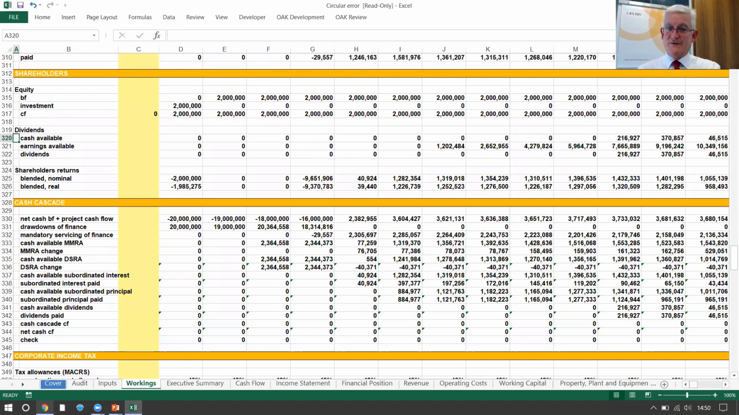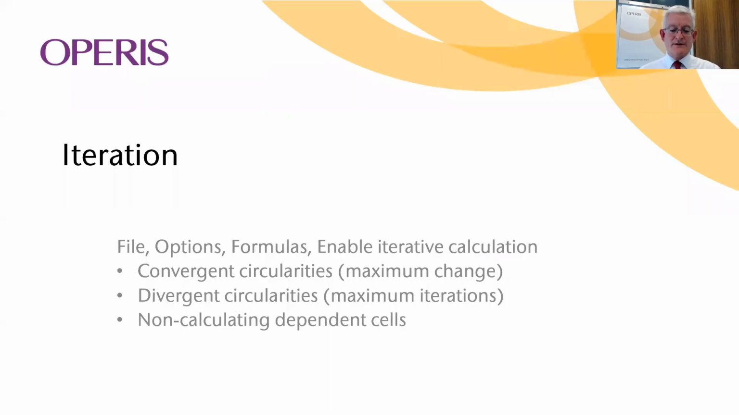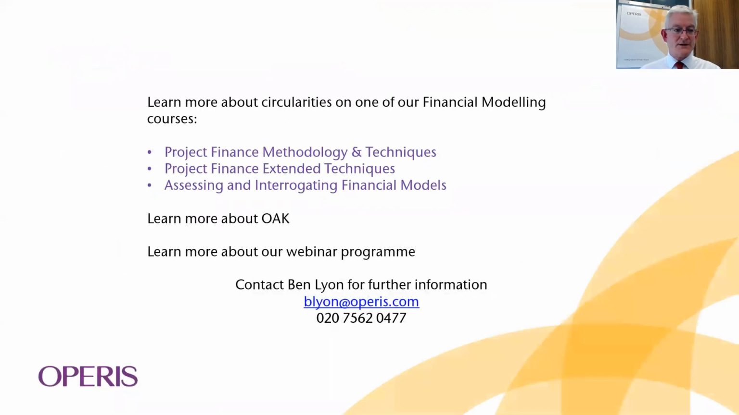But the idea is that if you do use iteration, then use the switch method. But also then, for this error detection method of using iteration powerfully to find out where the circularity is in the first place. So I think that's covered everything I was intending to cover in this session. I don't think there's any more slides there.